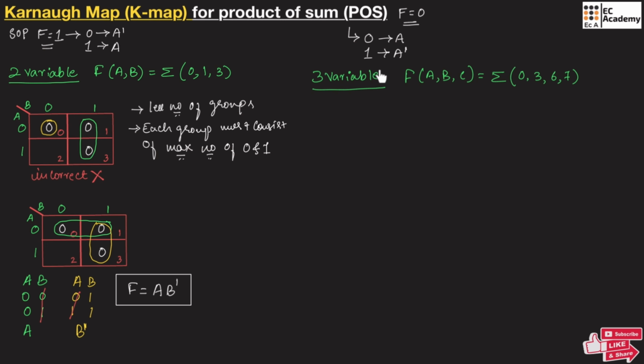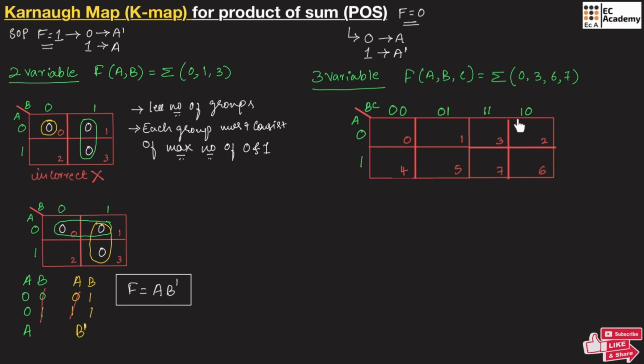Now let us take an example to solve a three variable Boolean equation. The Boolean equation is given by three variables A, B, C, which will be equal to 0 for 0, 3, 6 and 7. Now let us take the K-map for three variables. This is the K-map for three variables and it has 8 cells. Each cell has a value, and these values depend upon the values of A, B and C. You need to remember, for A you write 0, 1. For BC you write 0, 0, 0, 1, 1, 1 and then 1, 0. Based on these values, you write the values of each cell.